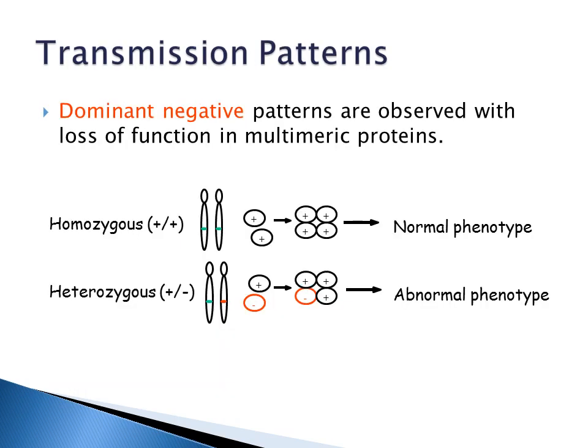We also have dominant negative patterns, which are observed with loss of function mutations in multimeric proteins. And here's a schematic of a dominant negative disease pattern. You would have a homozygous individual, which would in this case have a normal phenotype. You also have a heterozygous individual where you have a mutant allele, and this is going to cause an abnormal phenotype.